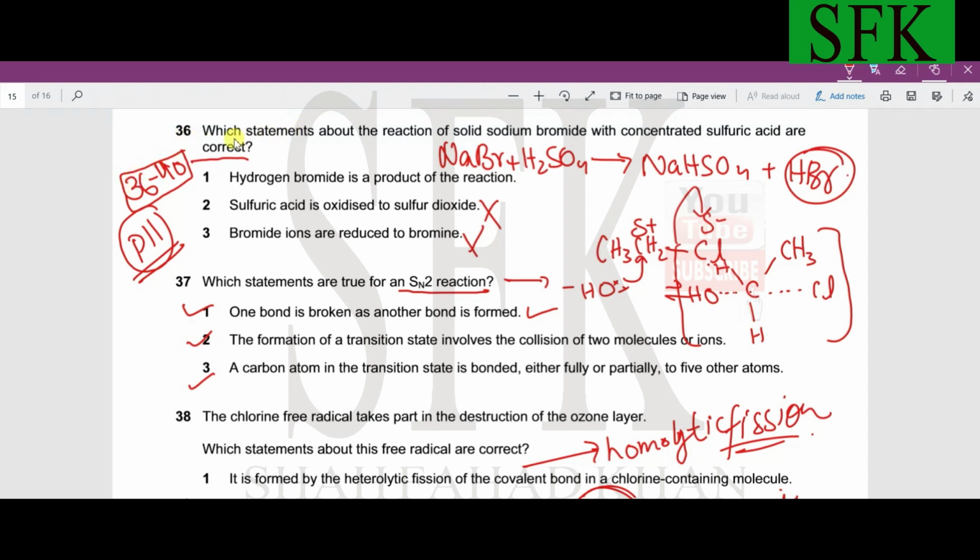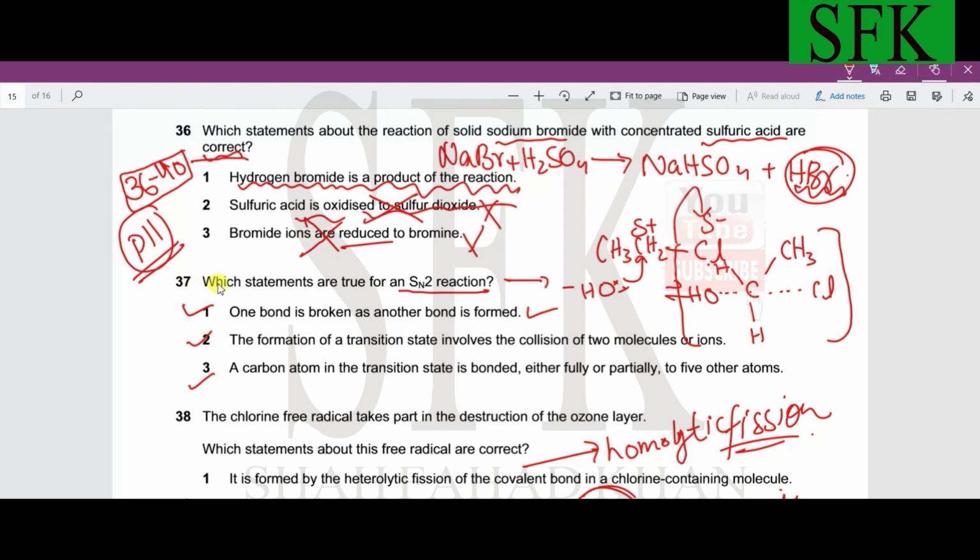MCQ number 36. Which statements about the reaction of solid sodium bromide with concentrated sulfuric acid are correct? The first statement says that hydrogen bromide is a product of the reaction. It's actually one of the products. HBr is actually an intermediate product which is formed, and then this HBr further reacts. The second option says that sulfuric acid is oxidized to sulfur dioxide. No, this is not correct, because sulfuric acid is itself very strongly oxidizing, so it is not oxidized itself. So if the first is correct and the second one is wrong, then the third one by default is also going to be wrong. Bromide ions are not reduced; they are actually oxidized to bromine.